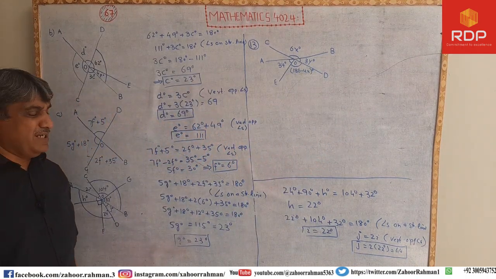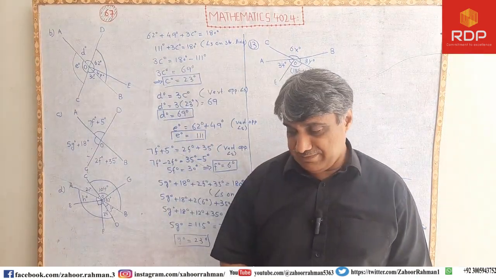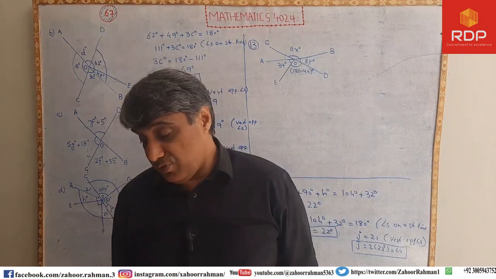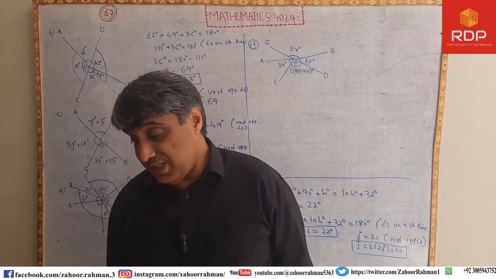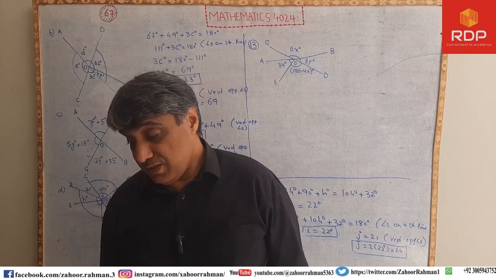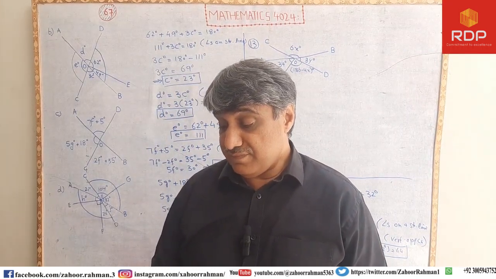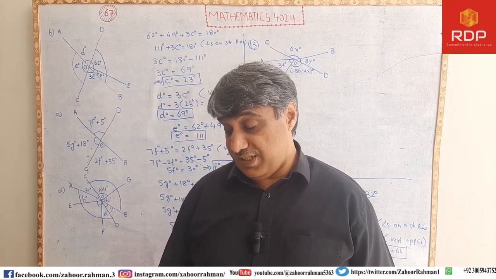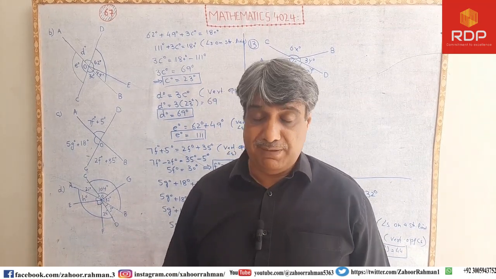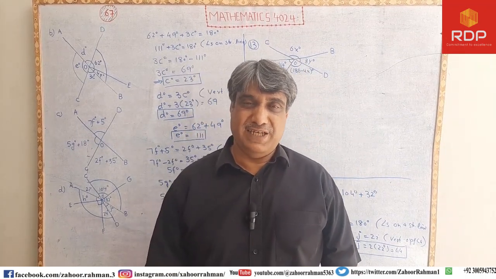Now, ladies and gentlemen, only one question is remaining, but we are running out of time. So I am leaving it for tomorrow, and then we will start a very important topic: when parallel lines are intersected by a transversal line, what will happen? Very, very important, so don't miss it.